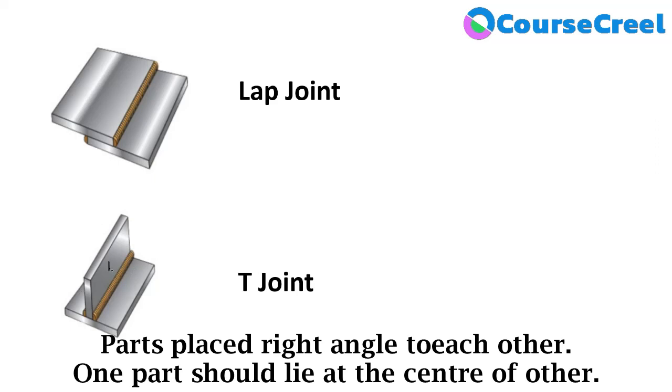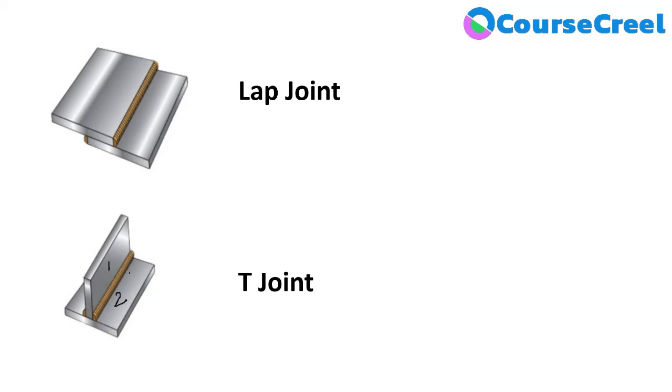So here this is the first workpiece, this is the second workpiece, and these two workpieces we will join with the help of edges, welding on the edges. But one workpiece should be perpendicular or at right angle to the other workpiece, and one workpiece should lie at the center of the other. So its shape looks like a T letter. So this particular type of joint is defined as T joint.